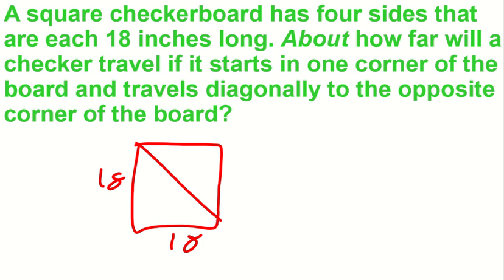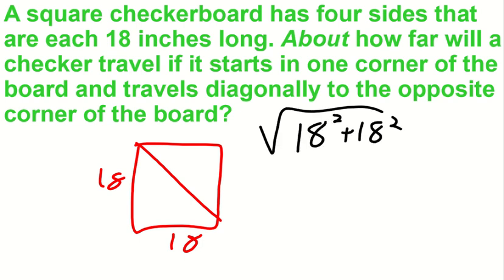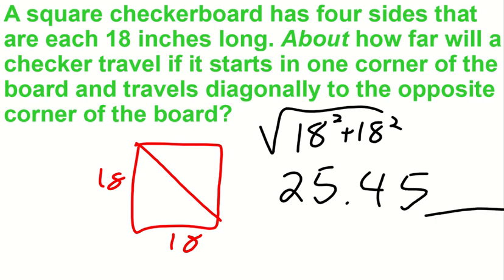All right, Aubrey, what you got? Nevaeh? Yeah, if we're about the rounding. You got your square root of 18 squared plus 18 squared. And what that gives you is the 25.4, and then we got a 5 after it, and then all our other stuff.